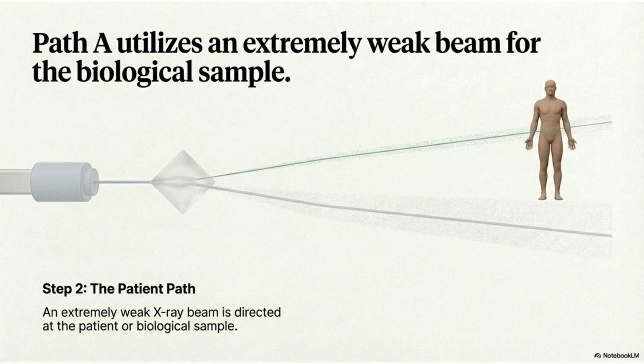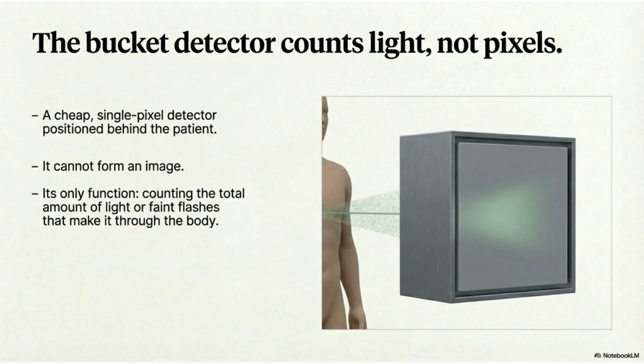Step 2 is the patient path, or path A, where an extremely weak X-ray beam is directed at the patient or biological sample, ensuring minimal radiation exposure. A bucket detector is positioned behind the patient. This single pixel detector cannot form an image. Its only function is to count the total amount of light or faint flashes that pass through the body.